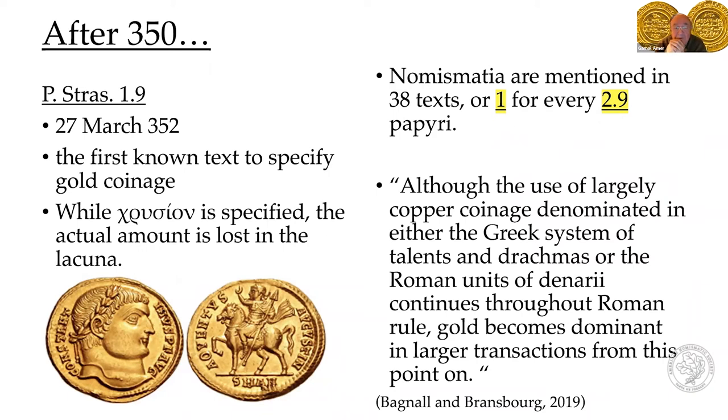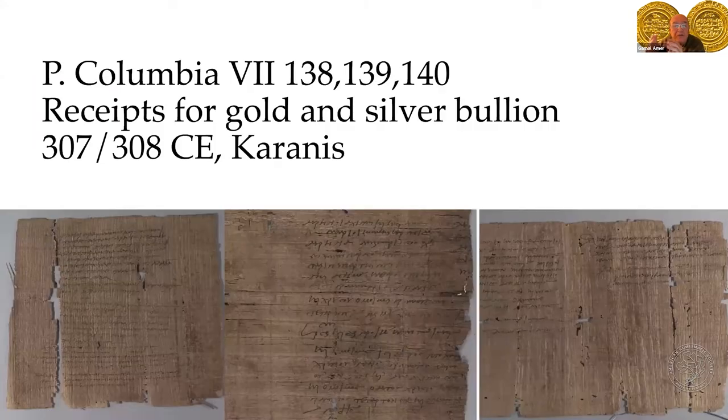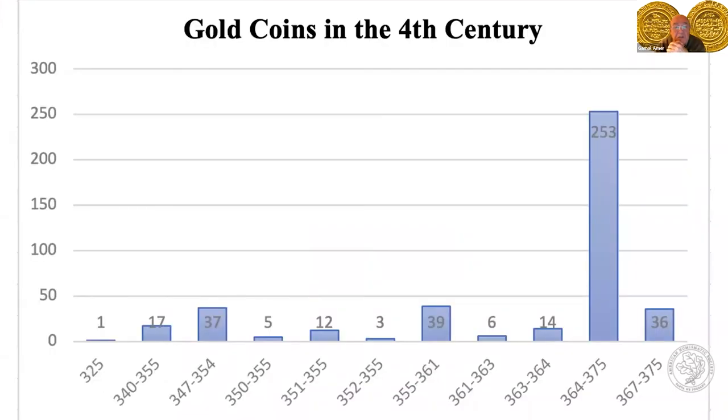I have a question. In the slide where you have a large spike in coins, what do we attribute that spike to? Is it just because we found more hoards from that period, or is it an indication of increased use just in that period, 364 to 375, while the rest, before and after, did not compare?